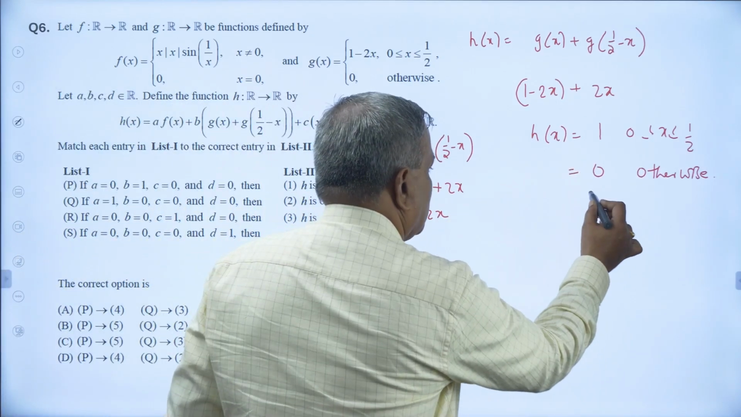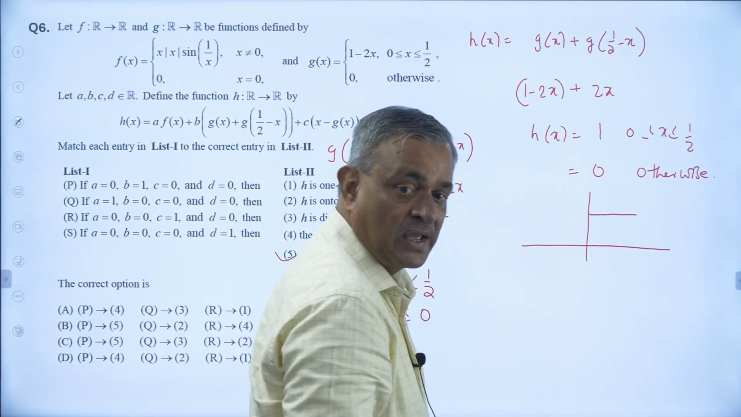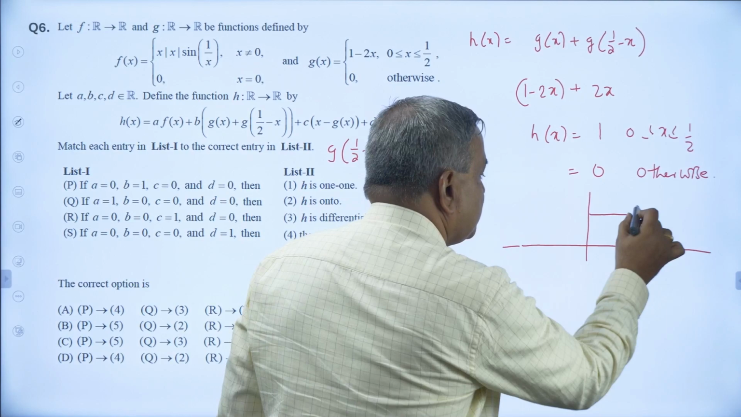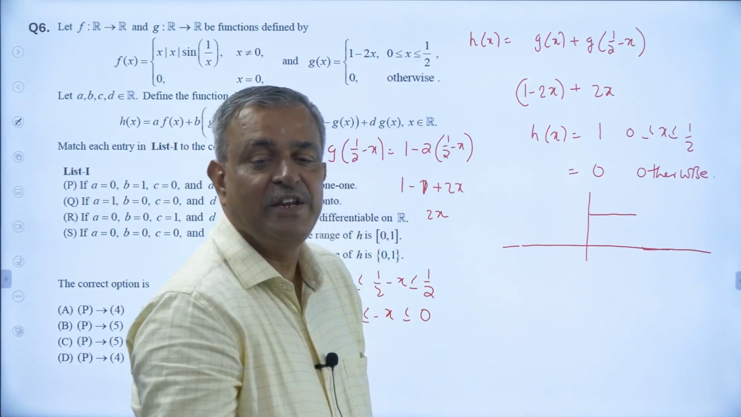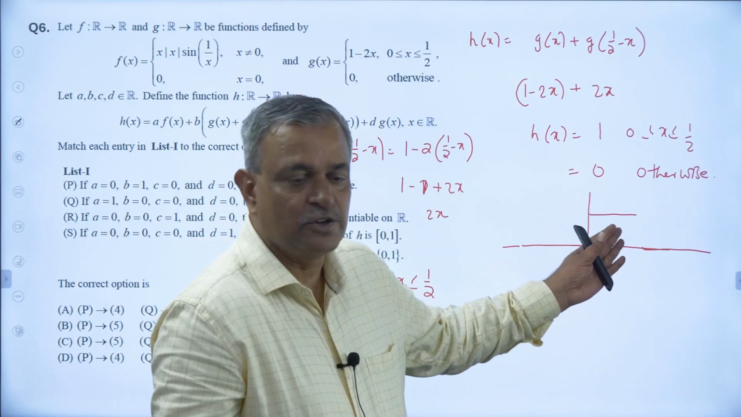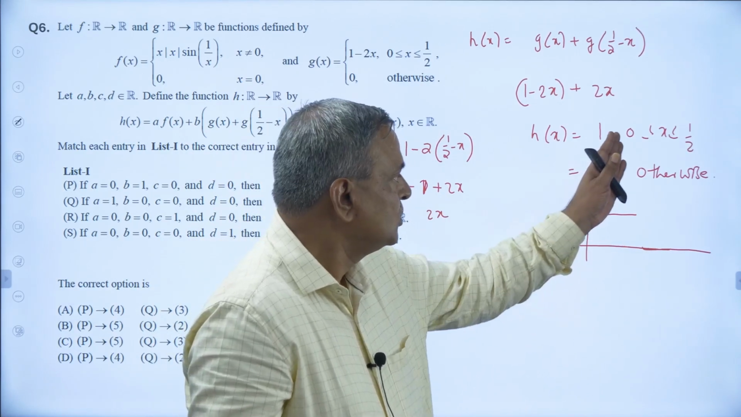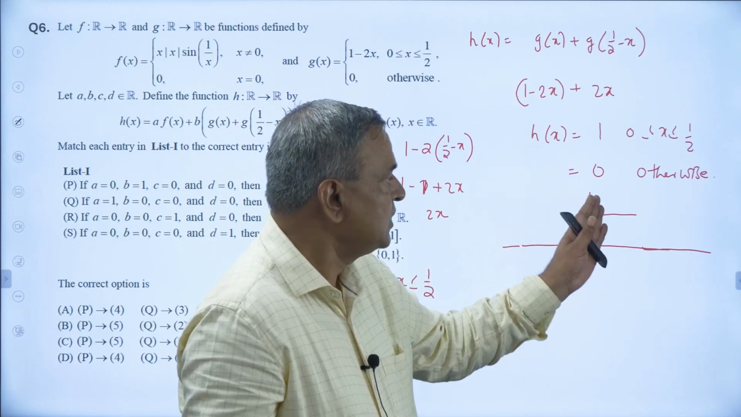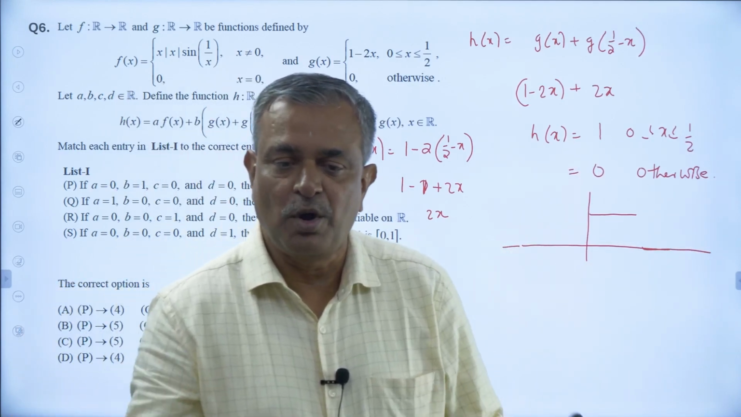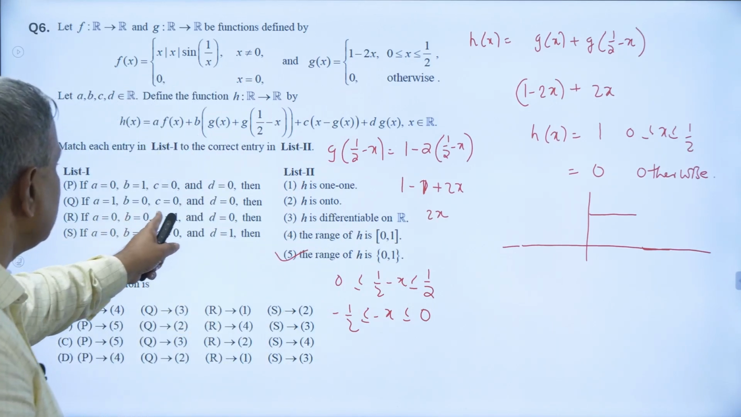If we try to draw the graph of it, from 0 to 1 it is 1, and elsewhere the value is 0. So the function is not continuous. How can you say the function is differentiable? The function is not at all continuous. It is discontinuous at 1 by 2. Less than 1 by 2, you get 1. More than 1 by 2, it is 0. The function is not continuous, so the differentiability point is rejected. Part is over.